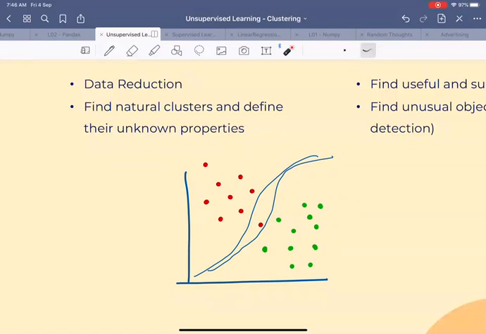Are you more interested in science and technology, or are you more interested in certain kinds of brands of t-shirts or glasses, and so on? And once we have found clusters which are naturally joining together, which are naturally present within the data, we can then try to define unknown properties regarding this data.